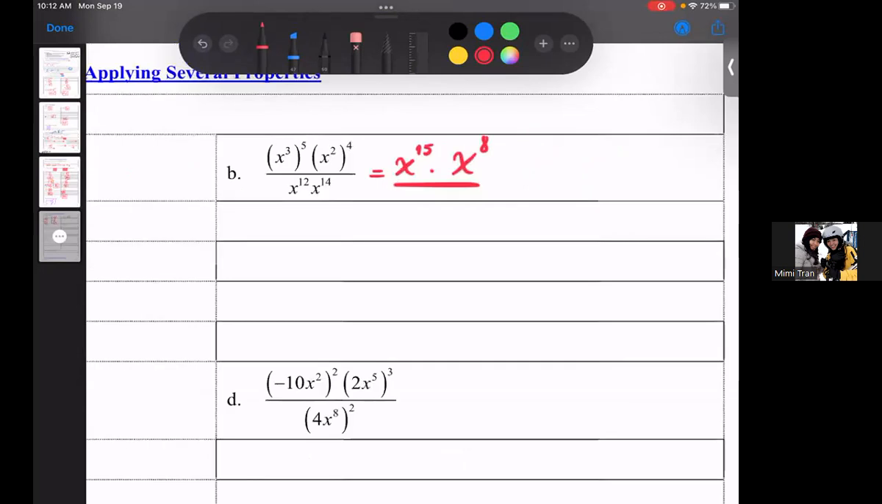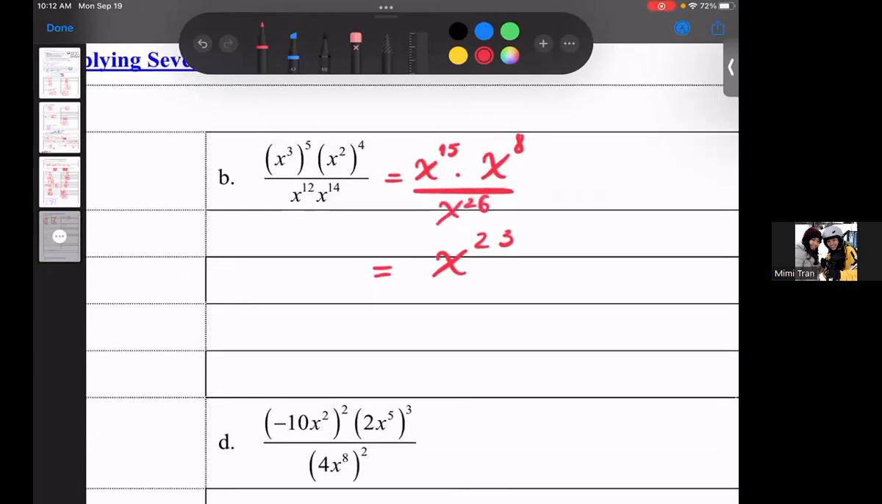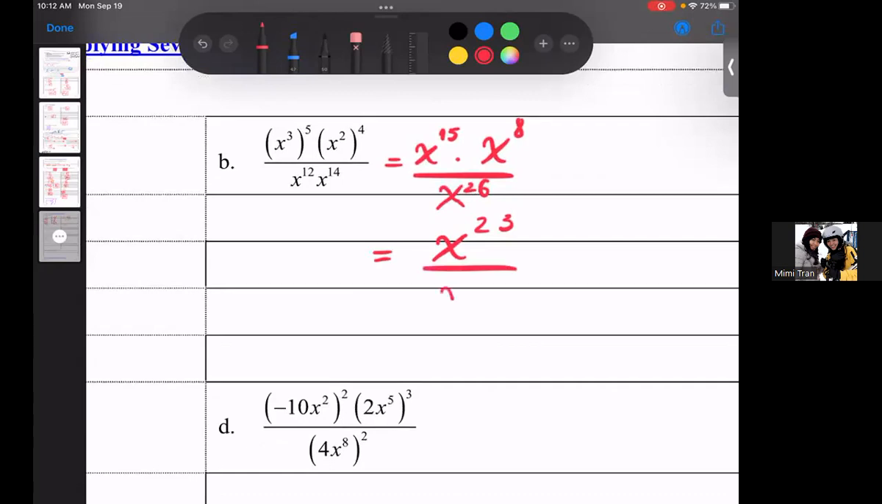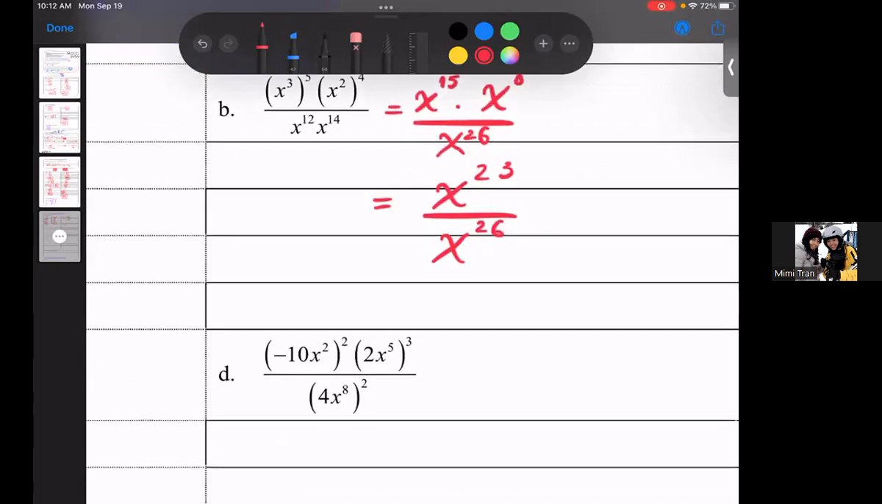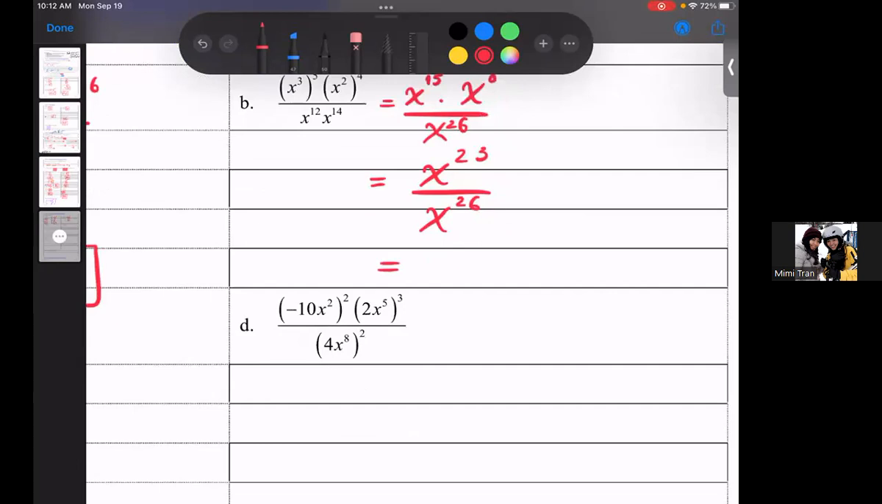I'm gonna simplify the top first, okay? X to the 5th times x to the 8 is, you add, right? So x to the 23rd. Now I'm going to take care of the bottom, x to the 12 and x to the 14, so that'll be x to the 26 over x to the 26. Someone tell me the last answer. 23rd, 26th. Very good. 1 over x cubed. Right. Thank you.